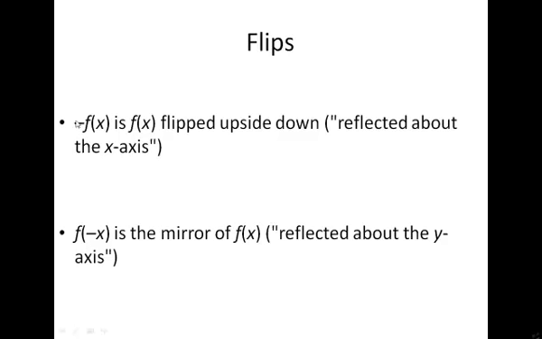So if that negative sign is not attached to the x, what we're going to assume is that it's attached to the y. So this is going to be a vertical, upside down flip, reflected about the x-axis. And then if it's attached to the x, like down here, it's going to be the mirror of f of x, or reflected about the y-axis. This is going to be a side-to-side flip, or horizontal flip.